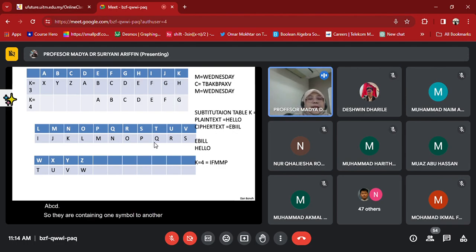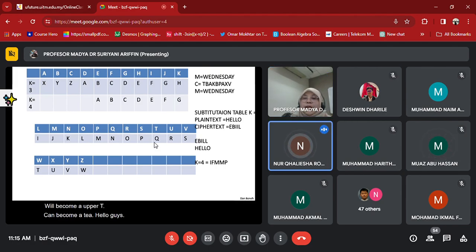Let's say our message adalah Wednesday. So if we have a substitute table here, key adalah 3 ni. Tengok yang tadi, key ada 3. So W will become a apa? T. Kan? Become a T. Hello guys. Boleh faham? Faham. Okay, thank you. Good.